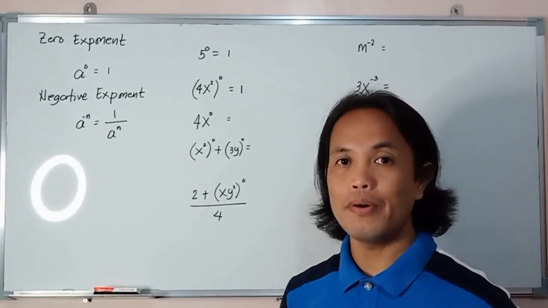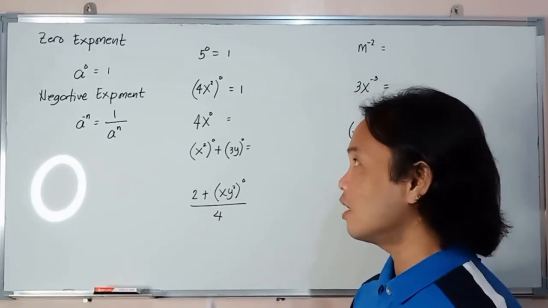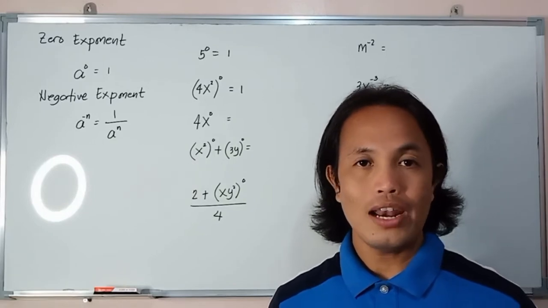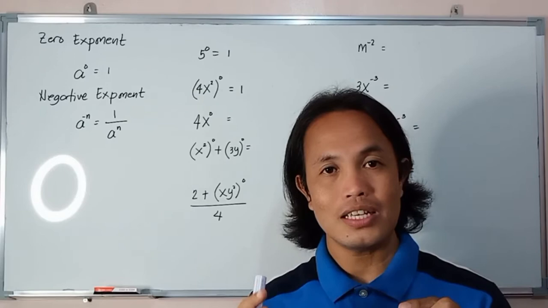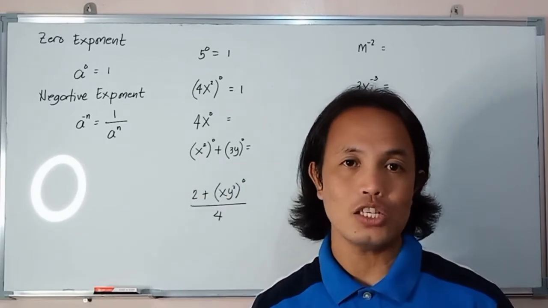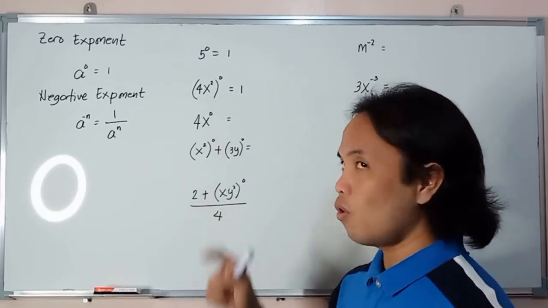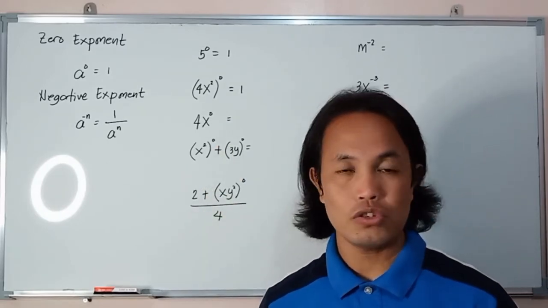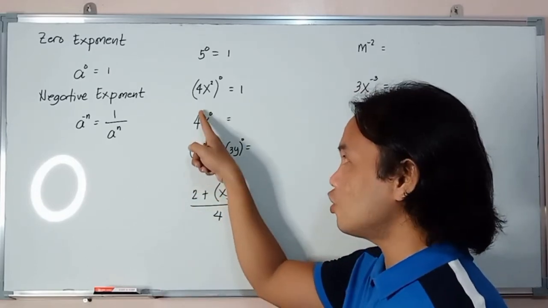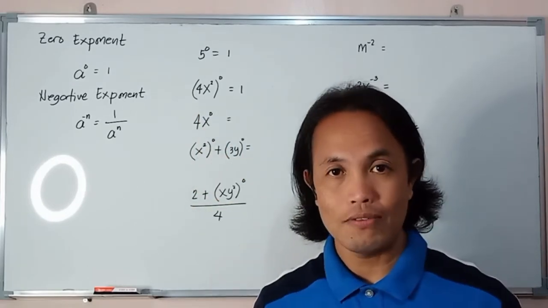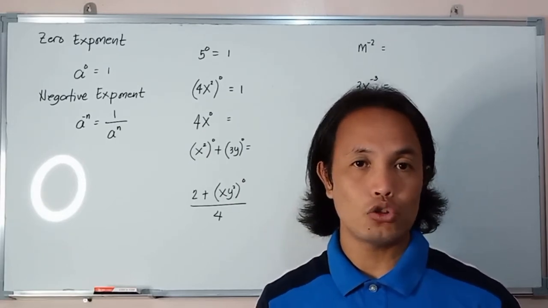Okay, another example. This is different from the previous example. So we have 4x raised to 0. Unlike the previous example where the quantity is enclosed in a parenthesis and raised to 0, in this case we do not have a parenthesis here. Only x is being raised to 0. Our 4 is not raised to 0. Meaning, the exponent of 4 here is positive. We have an assumed exponent of positive 1. So therefore, only x raised to 0 is equal to 1.